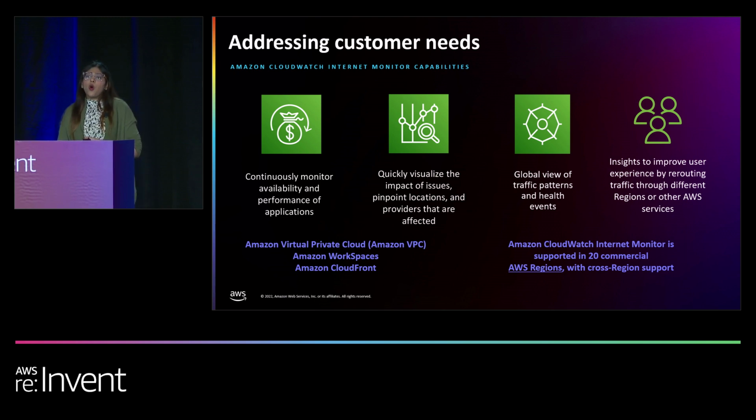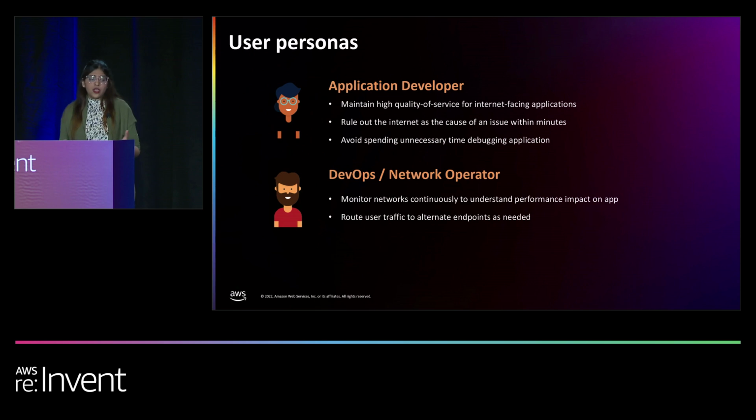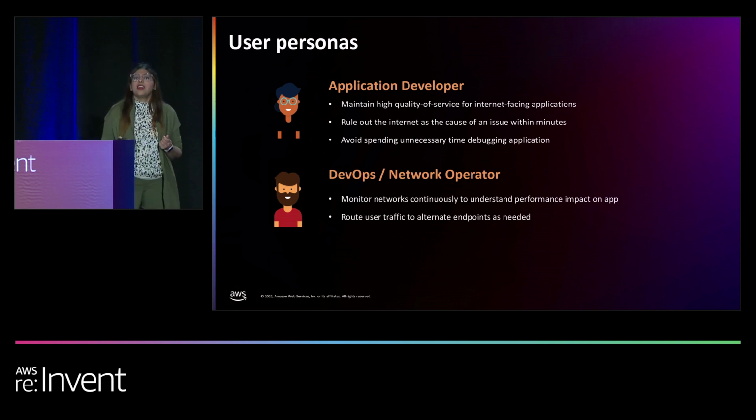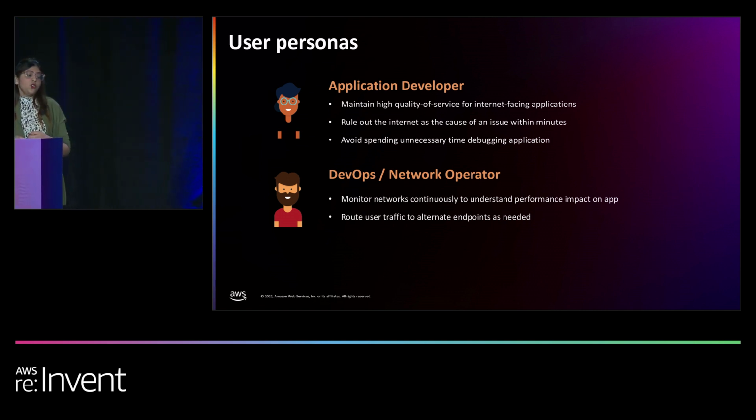Internet Monitor also provides you the capability to improve your end user experience by recommending you to use different services or routing the traffic to your workload through a different AWS region. So Internet Monitor can help you as an application developer to rule out internet as the cause of issue within minutes. Thus, it helps you avoid spending that unnecessary time to debug the application. You can now maintain high quality of service for your internet-facing application.